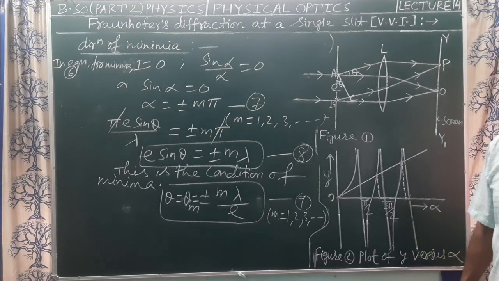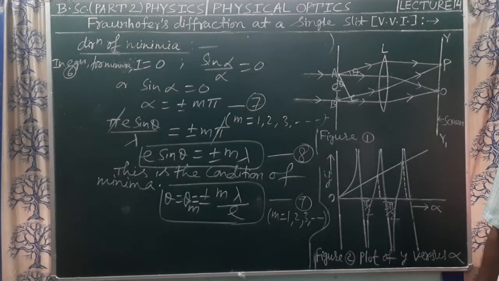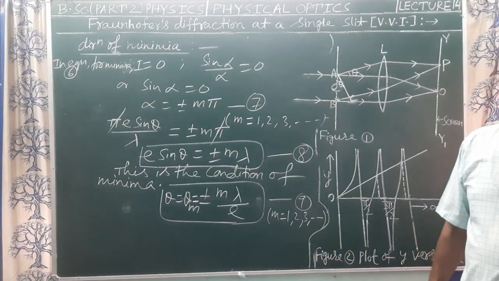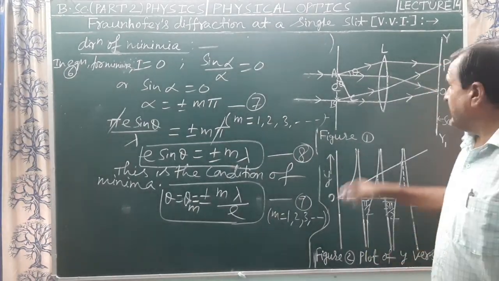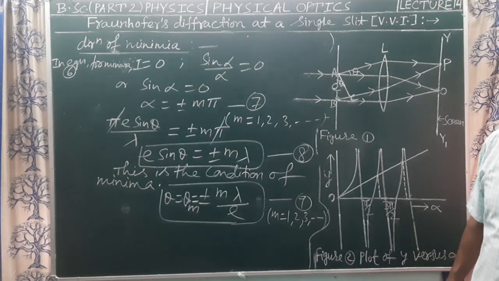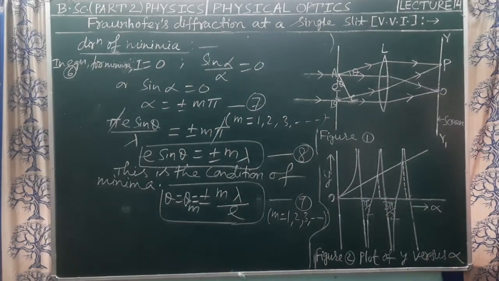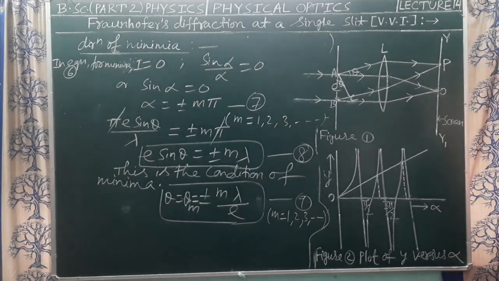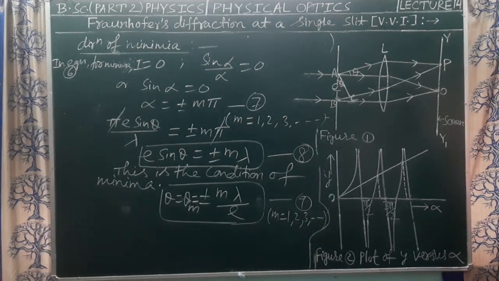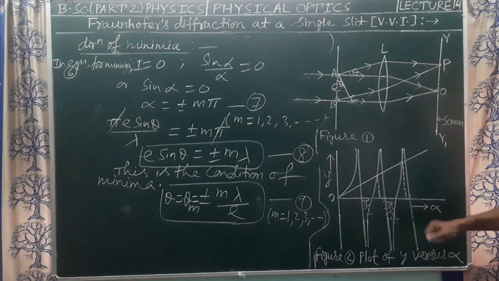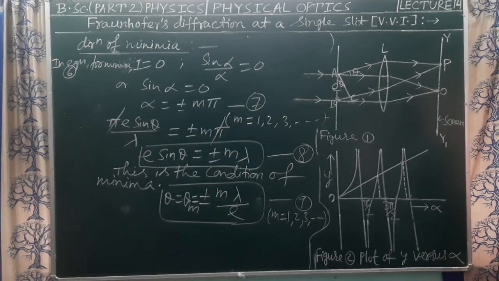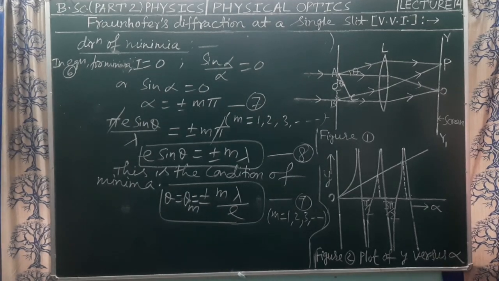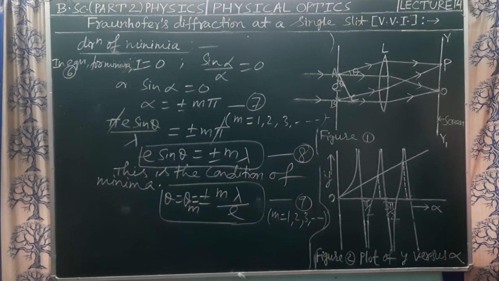Now we have to obtain the direction of maxima. To find the direction of maximum intensity at point P of the screen, we have to differentiate the equation of intensity which was given in equation 6 in this video, and that equation 6 was I is equal to capital A square. I is the intensity, resultant intensity of light at point P. I is equal to capital A square sin alpha upon alpha whole square.